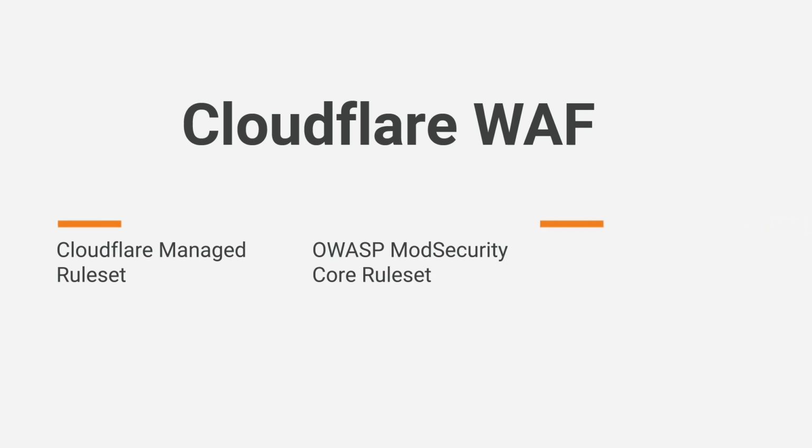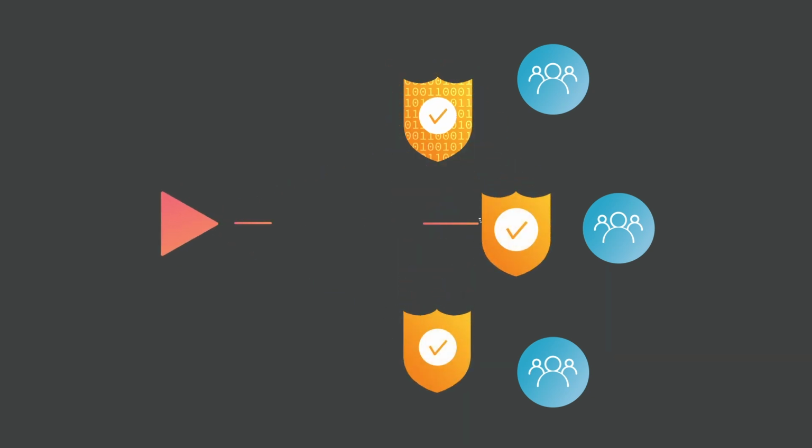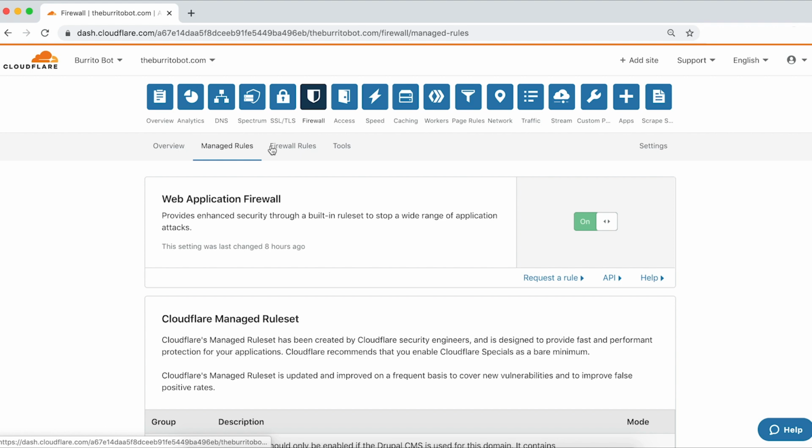The Cloudflare WAF contains three packages: Cloudflare Managed Ruleset, OWASP ModSecurity Core Ruleset, and Custom Firewall Rules that are created and accessed through the Firewall Rules tab. Each package monitors and identifies suspicious activity for HTTP requests and takes action based on your rule configuration. You can configure the Cloudflare and OWASP rules here in the Managed Rules tab.